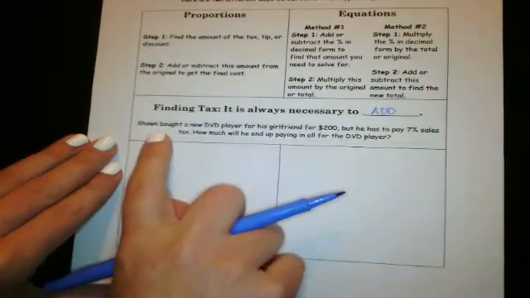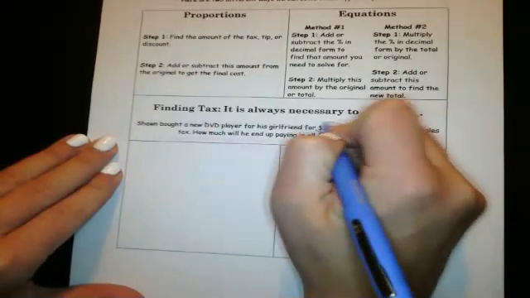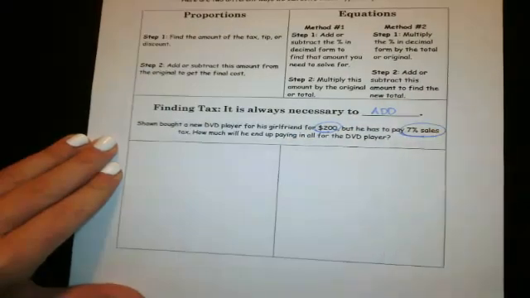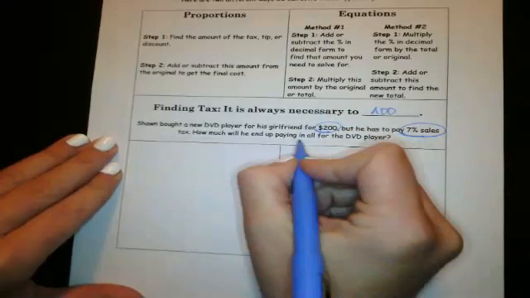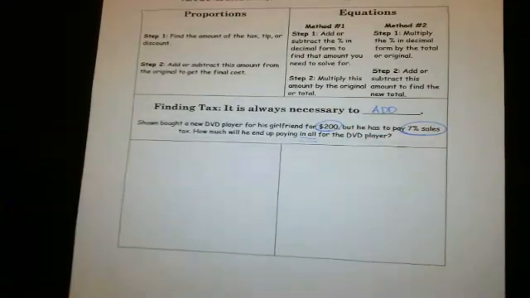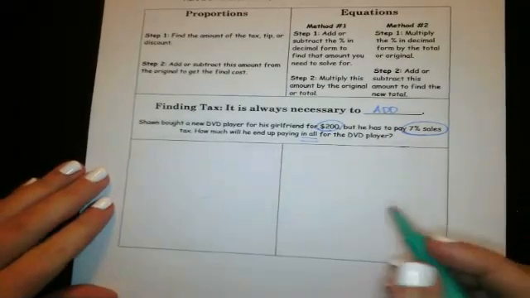So problem number 1 says Sean bought a new DVD player for his girlfriend for $200. But he has to pay 7% sales tax. How much will he end up paying in all for the DVD player? That's important because we're not just solving for the tax here, we're solving for the total, okay? So I'm going to first do this with a proportion, okay?